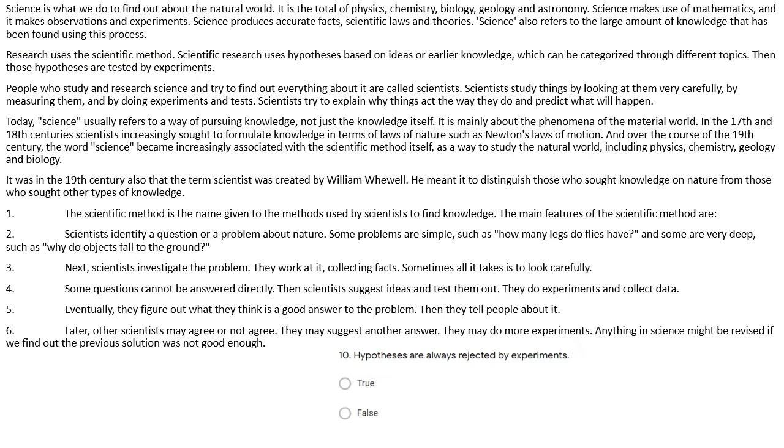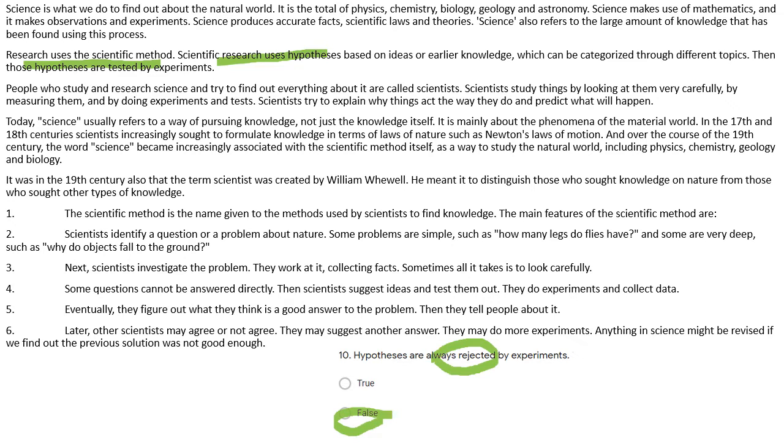This one is a little bit tricky. It says hypotheses are always rejected by experiments. Well, it says scientific research uses hypotheses. It says hypotheses are tested. If you're testing something, you can pass or fail. So you will not always reject, you will not always fail the hypotheses. So the answer is false.